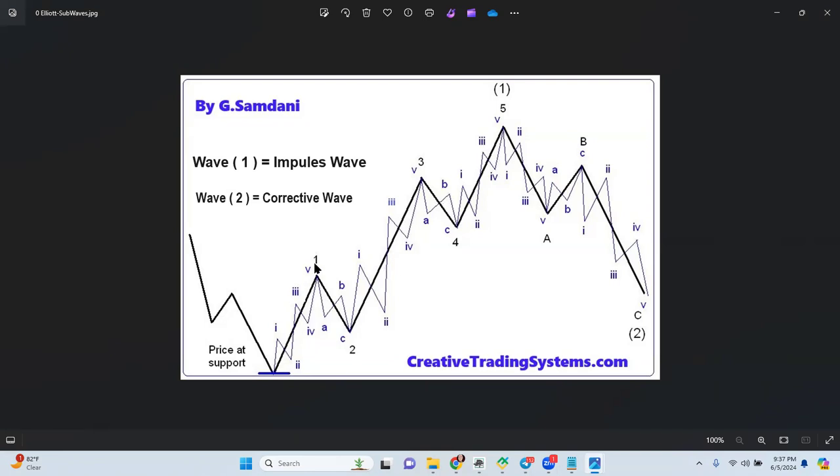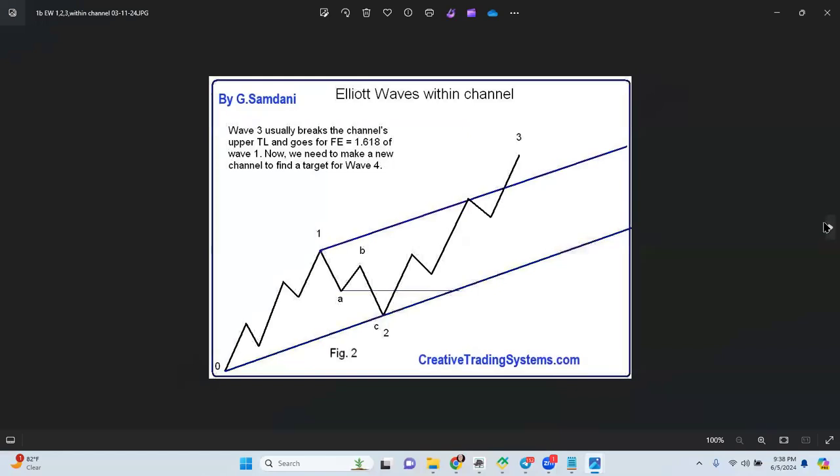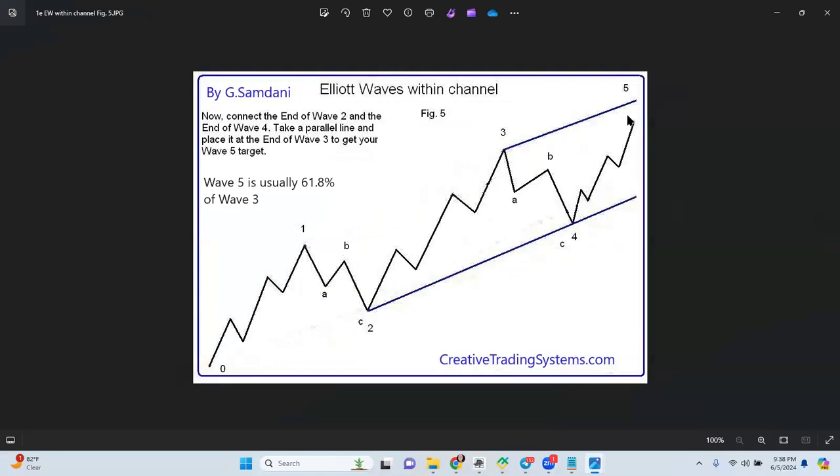Now let me show you how these waves unfold, right? Usually starting from here you make the channel. This is how you draw the trendline connecting these 2 points and then put a parallel here to create a channel. So wave 3 goes outside the channel. Then it comes back down for wave 4, and then this is how it goes up for wave 5, right? So this is 1, 2, 3, 4, 5. This is how it unfolds.